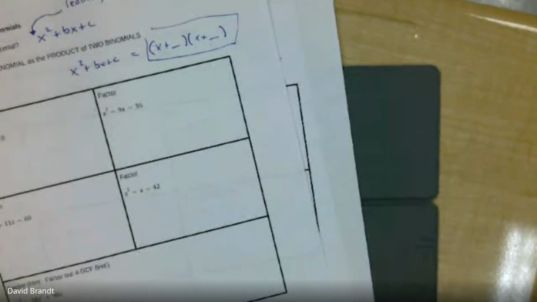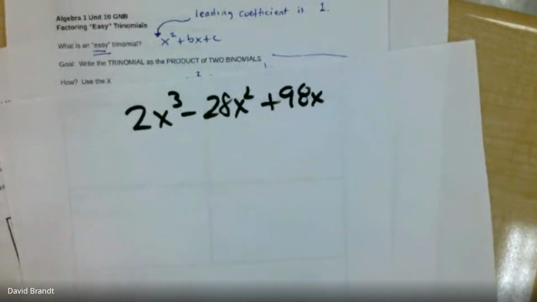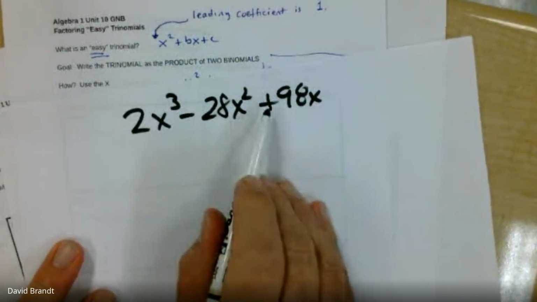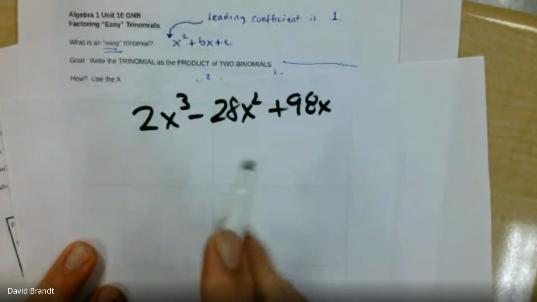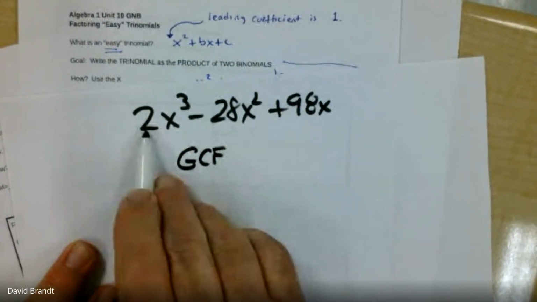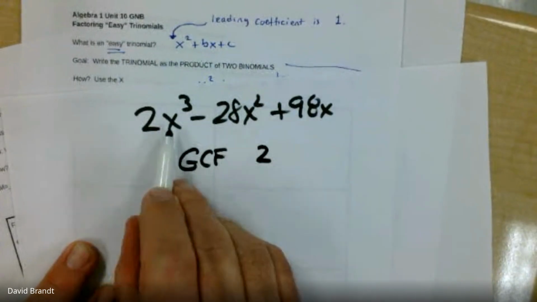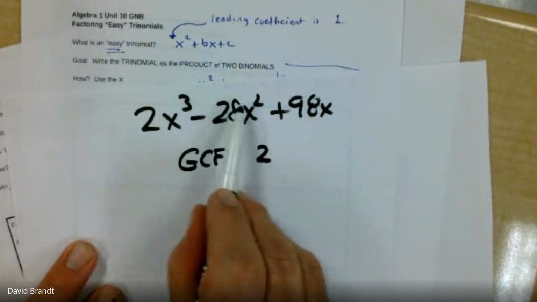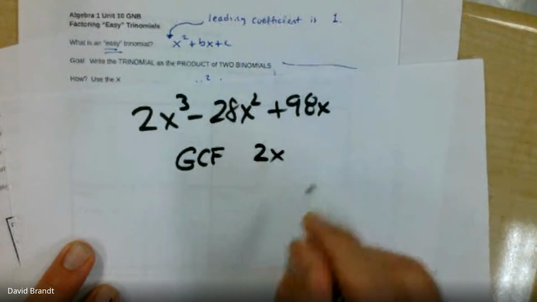Finally, no, that was example 4. I did one more. That's example 5. Now, why did I give you an example 5? Because this one has a greatest common factor first. The greatest common factor is 2, because a 2 divides into all 3. And the lowest exponent, 3, 2, 1, the lowest exponent is a 1.